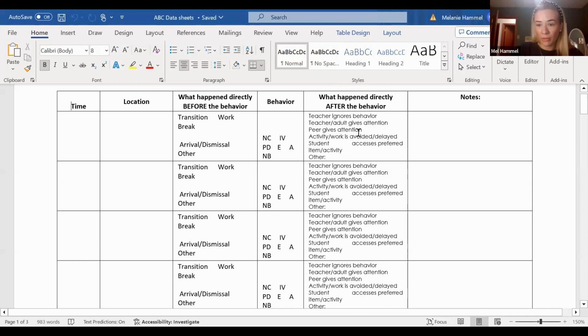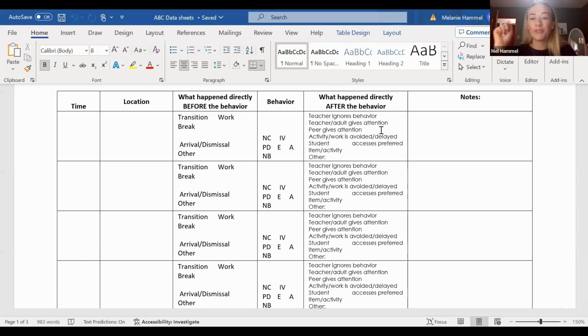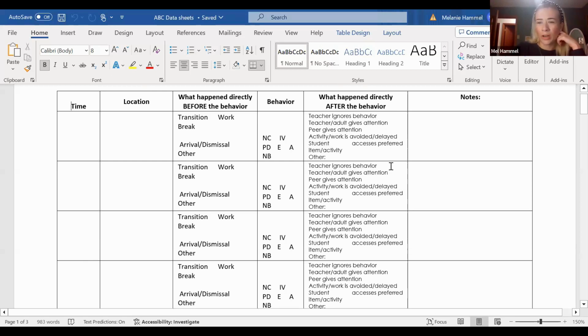Again, I'm going to pull from that and I'm going to know, oh, if the work was delayed, that would go under the escape column. If the teacher gave attention, it would go under the attention column. So this is a little bit quicker of a way, but it is a little bit more limited because it is filled out for you. This isn't going to be straight, concrete every single time.